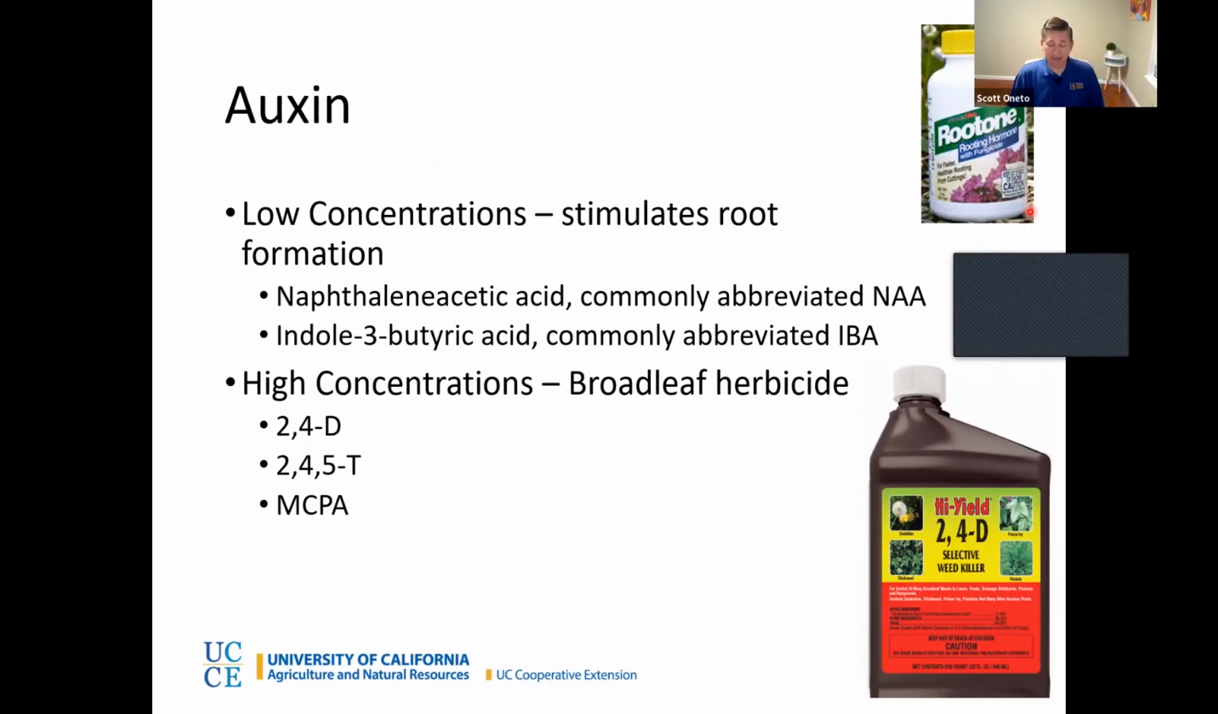Likewise, I mentioned at high concentrations, it can be a broadleaf herbicide. So things like 2,4-D or MCPA, these are auxin mimics. And so at high concentrations, basically it tells the plant to grow, elongate. And so often you see these broadleaf plants twisting and curling and cupping and basically growing themselves to death.